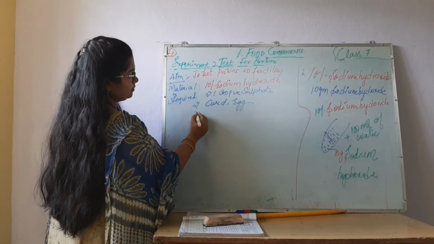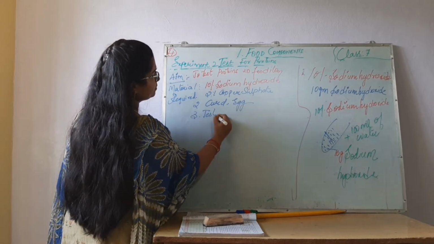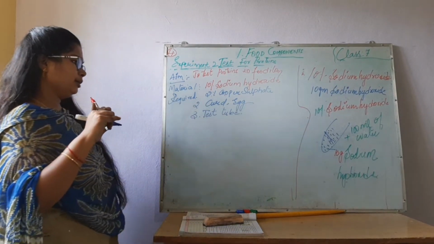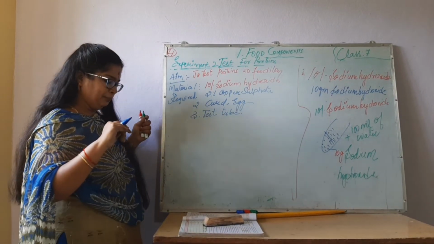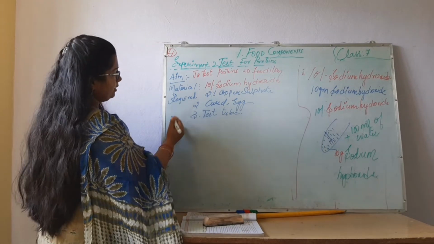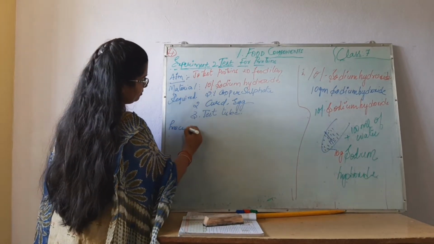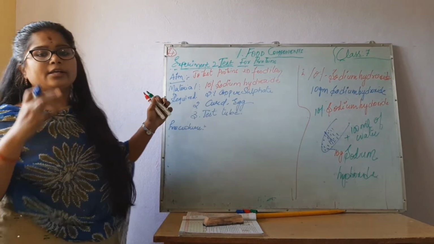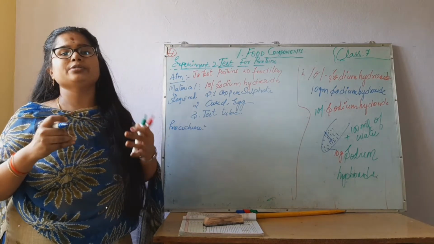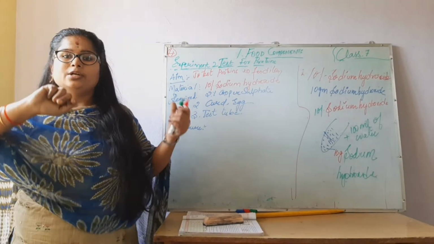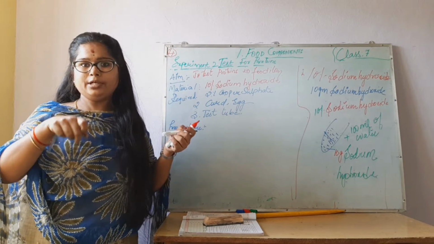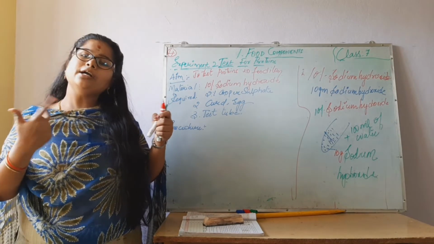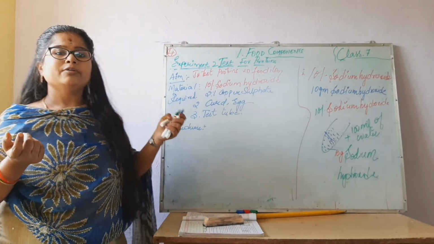And next, a test tube. That's all we require, it's enough. Next, procedure. If it is a solid food item, like a biscuit you want to test, you have to grind it, add water, stir it well, and it becomes paste. If it is curd, no problem, you can use curd directly. We will take curd here.